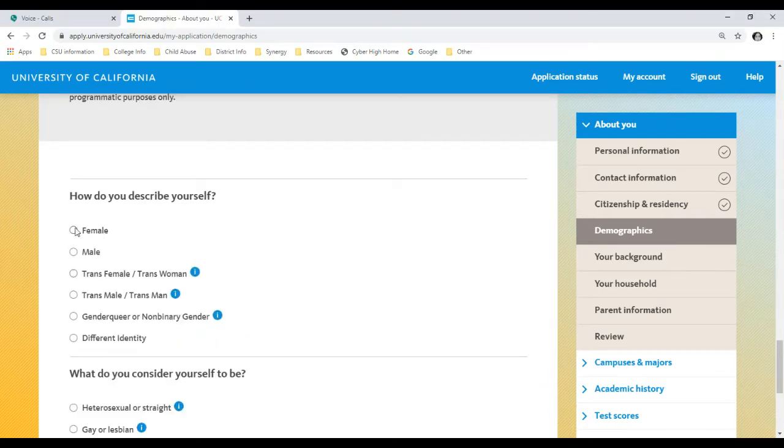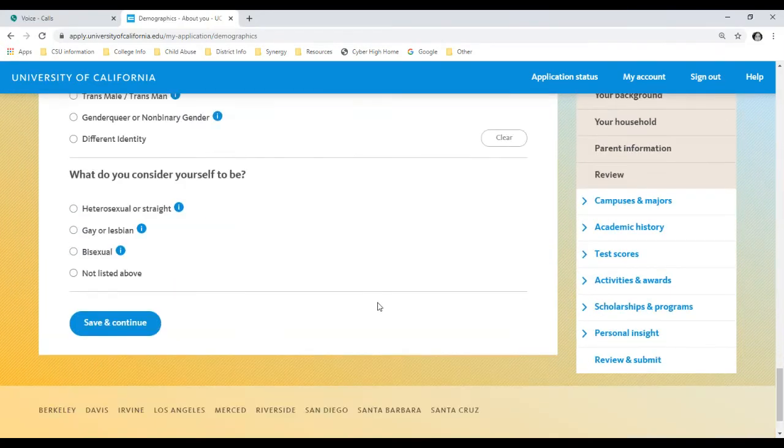Okay, describe myself. I'm going to say I'm a female student. What do you consider yourself to be? I consider myself heterosexual. But you can choose other options, or you can even say not listed above if you don't consider yourself any of those options. Okay, so save and continue at the bottom.